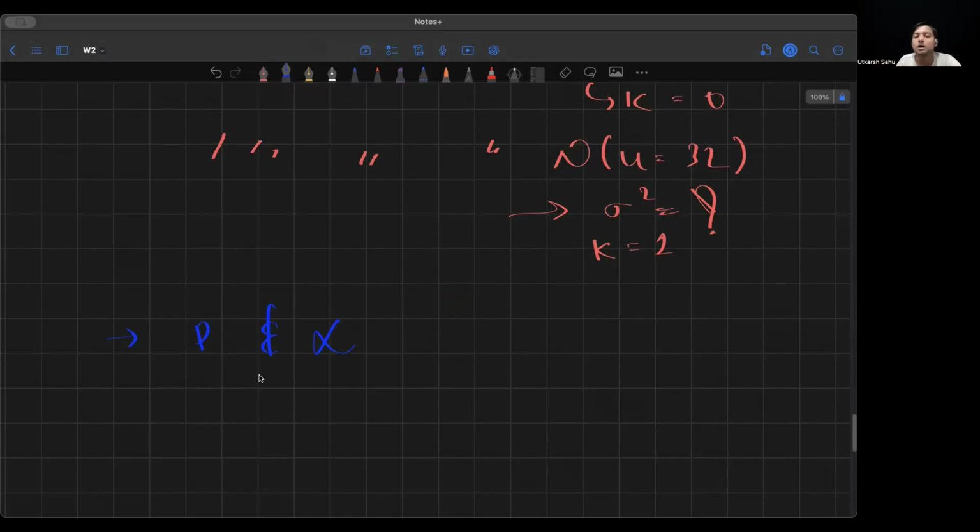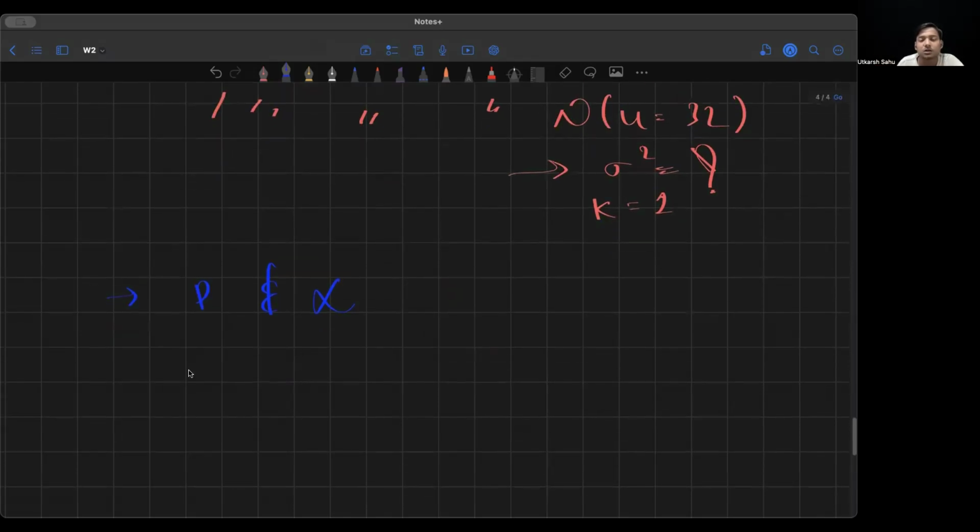What is this p-value? I will discuss that in detail. But when do we reject and when do we fail to reject? If p is less than alpha, reject H naught. Otherwise, fail to reject H naught.